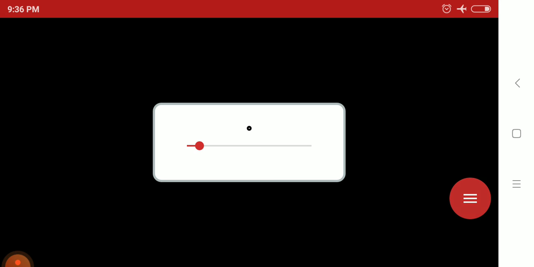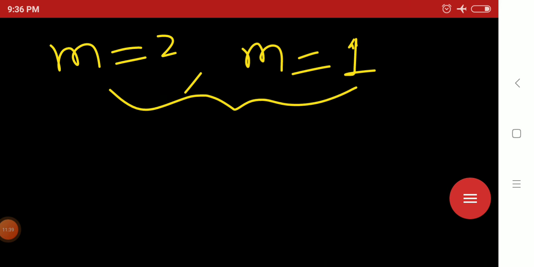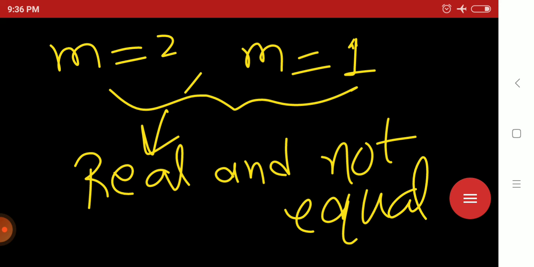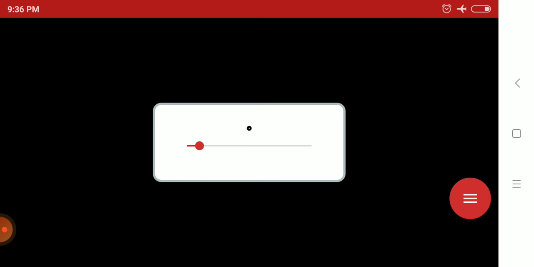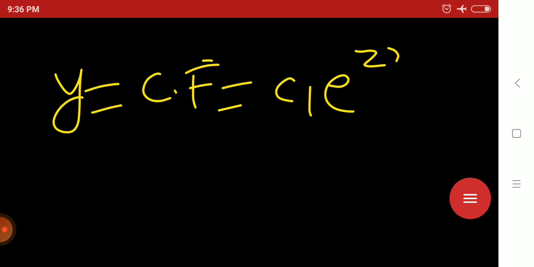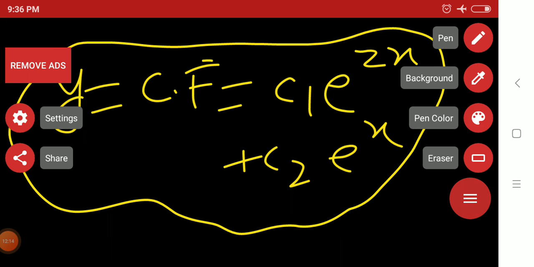So now step 3 will come. Step 3 is what? We are getting two roots, m equals 2 and m equals 1. So these roots are what? Real. 1 and 2 are real numbers, na? And not equal. Real and not equal. So what case? So case 1 is coming. So complementary function will be what? Complementary function will be y equals c1 e to the power m1 x, that is e to the power 2x, plus c2 e to the power x. So this is the solution we are getting after solving this.